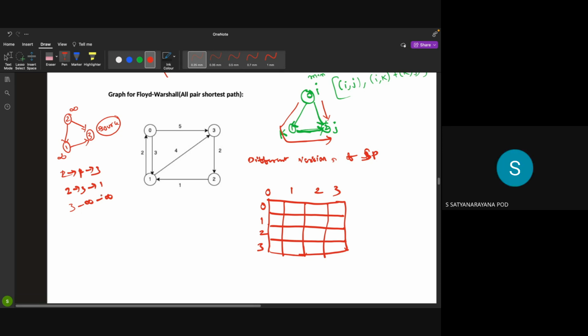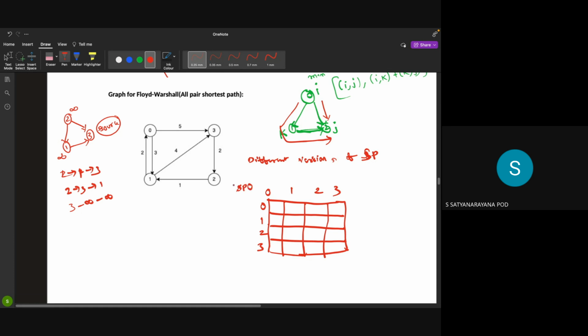Now I'm starting the Floyd-Warshall. In the Floyd-Warshall, this is the first version of the matrix. What is the first version of the matrix? It is very simple. We are taking SP0, maybe shortest path 0.